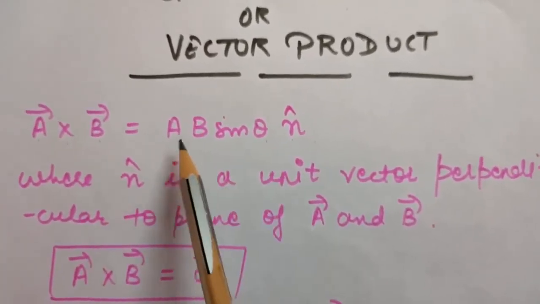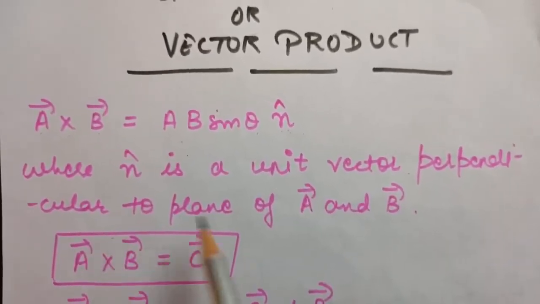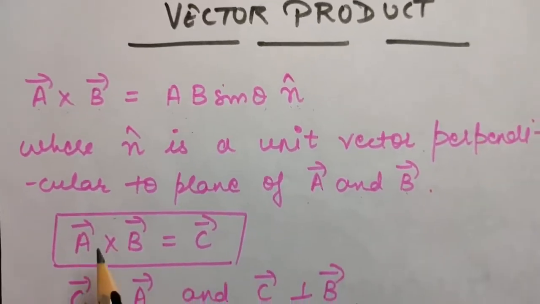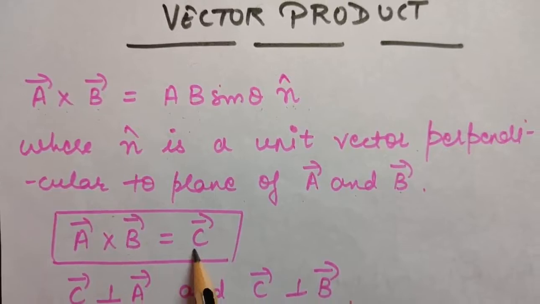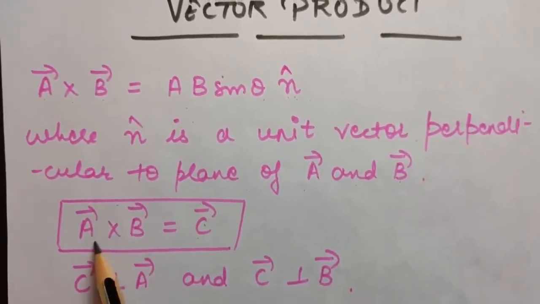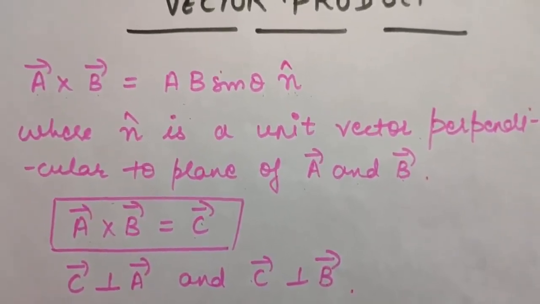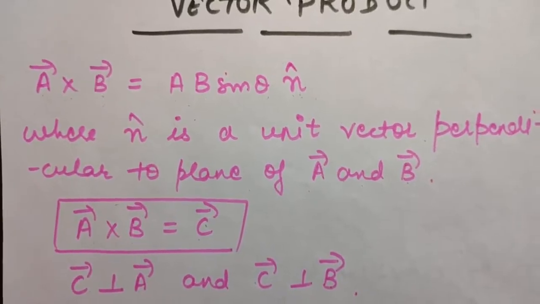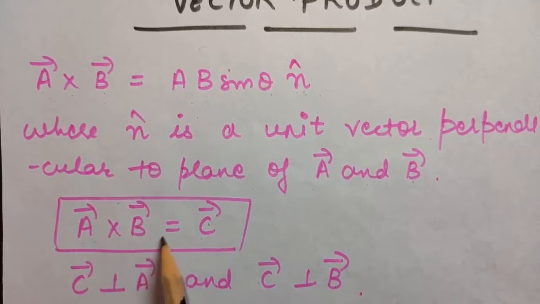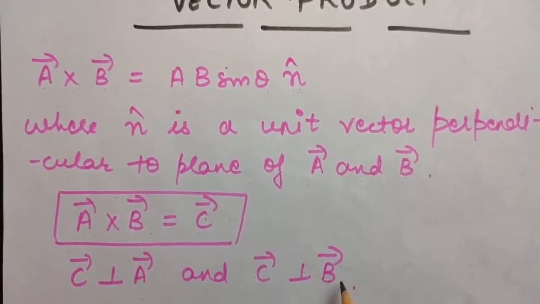Theta is the angle between A and B, and n cap is a unit vector perpendicular to the plane of A and B. That is, suppose I am saying A cross B is equal to C. So this means that C is perpendicular to A as well as perpendicular to B. That is, if in any question you are asked to calculate a vector which is perpendicular to A as well as to B, then you can just do the cross product of A and B and the answer will be perpendicular to both of them.